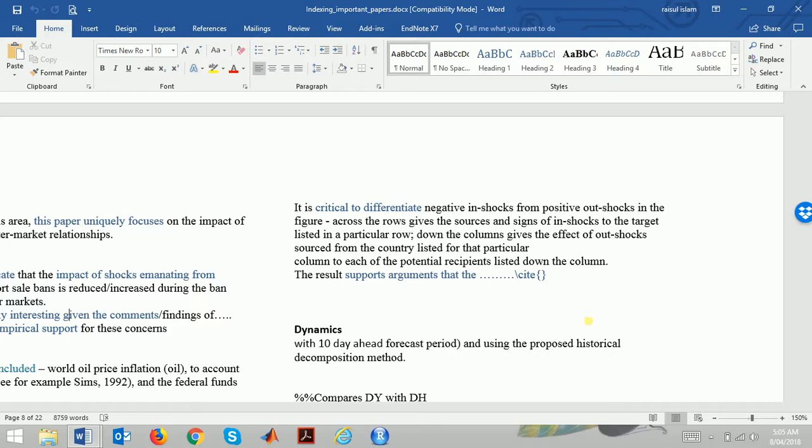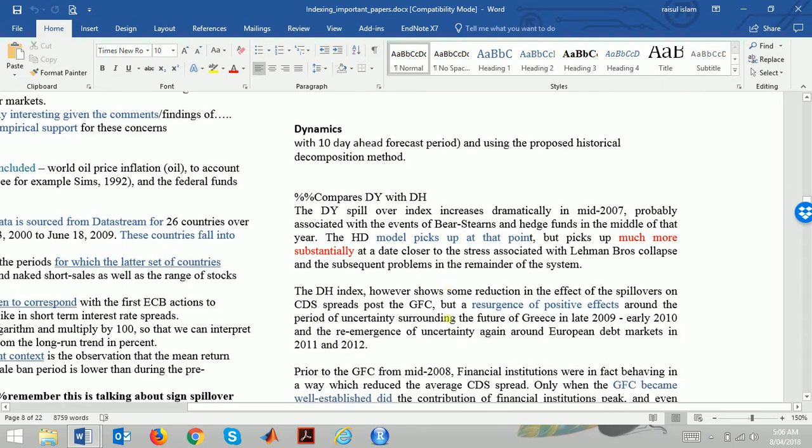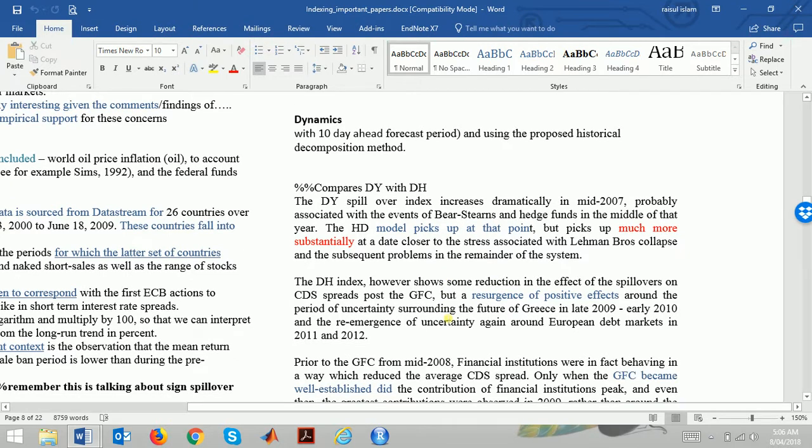The results support arguments that the. The HD model picks up at that point, but picks up much more substantially at a date closer to the stress associated with something. The DH index, however, shows some reduction in the effect of the spillovers, but a resurgence of positive effects around a period of uncertainty surrounding the future of Greece.